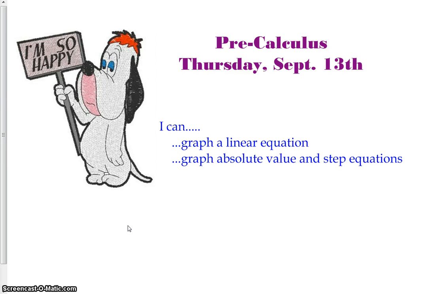Okay, we are talking about doing absolute value, and graphing step equations.